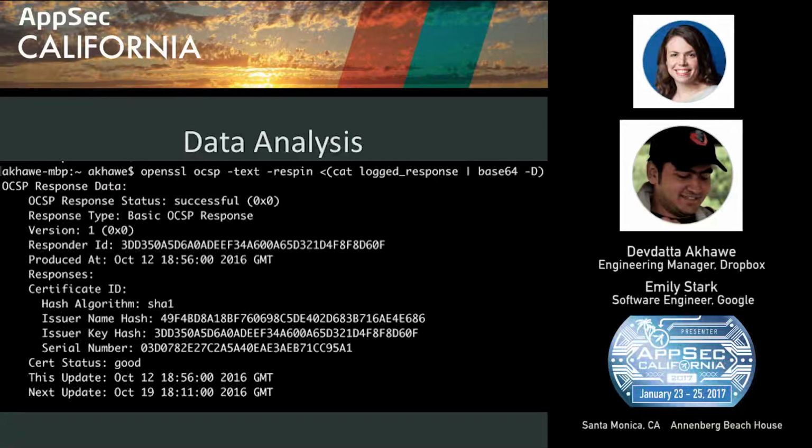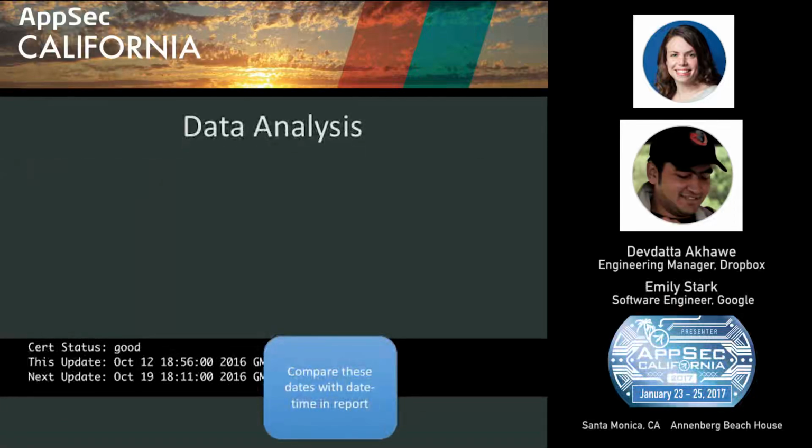This is the basic OCSP response. And the field I want to point out is that this update was October 12th, next update October 19th. So this means the OCSP response was valid from October 12th to October 19th. Connecting on October 15th, this will be considered a valid OCSP stapled response. If you're connecting on October 25th, this won't be a valid OCSP response. Does that make sense?